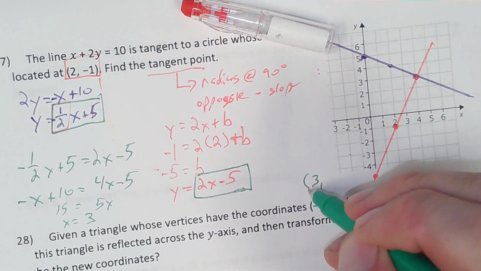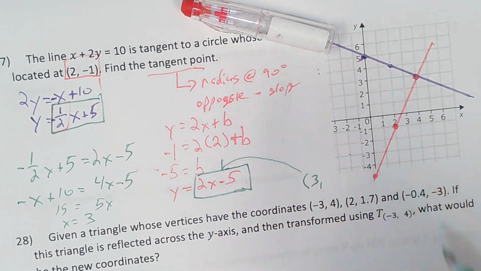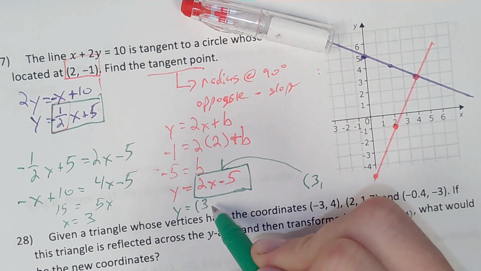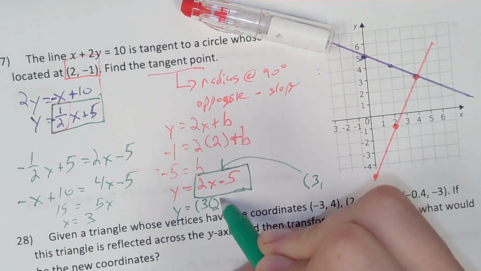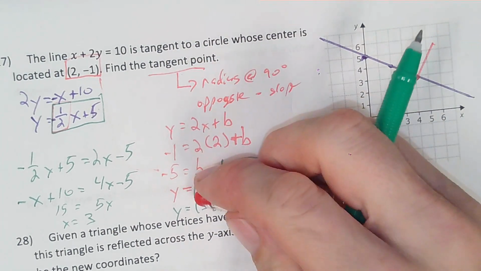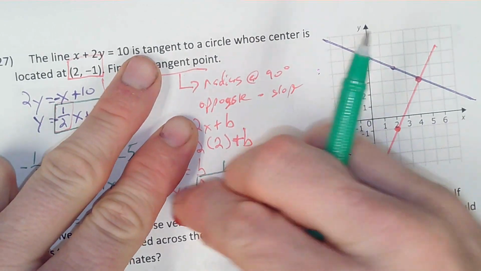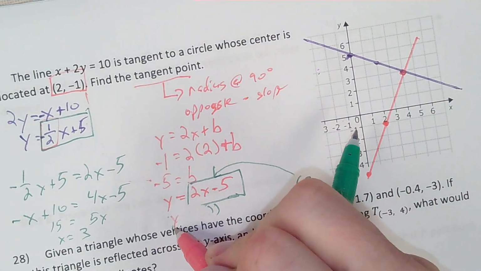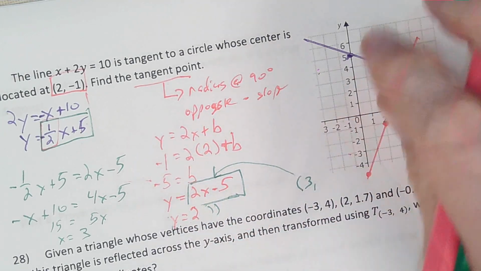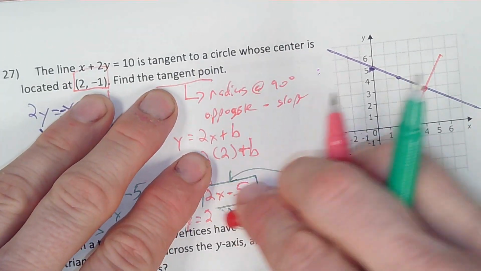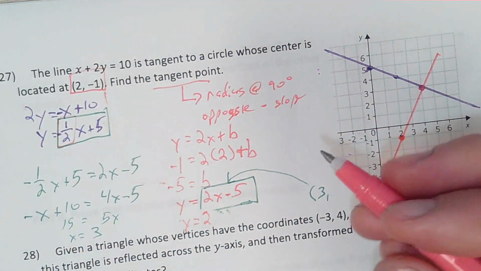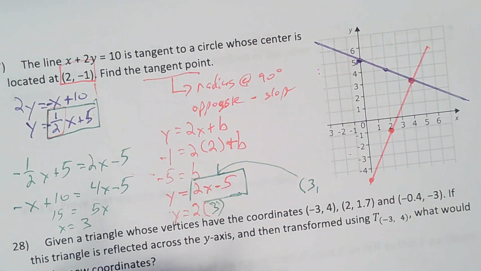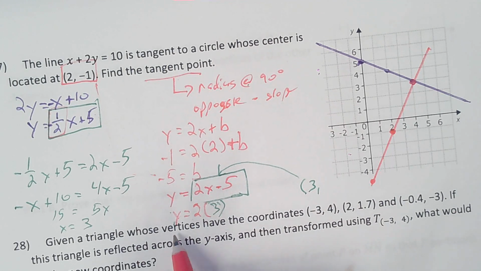Now we bring this in here and drop it back into that, right? y equals 2 times 3, which is 6.